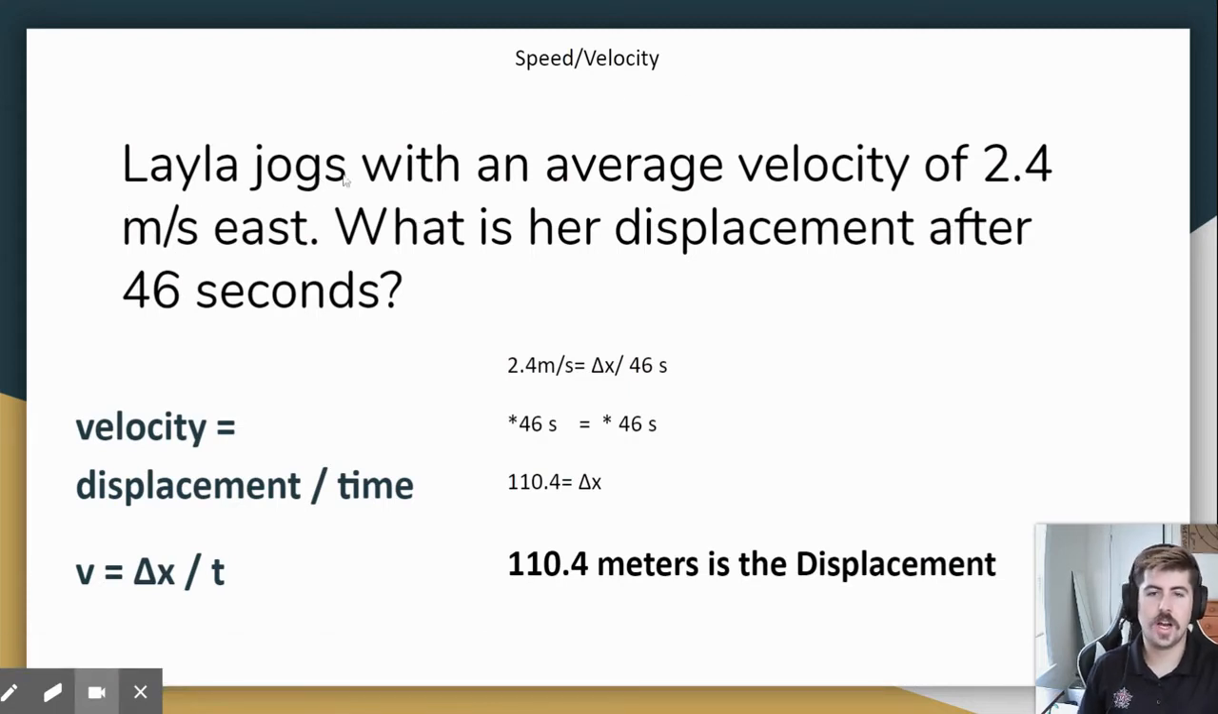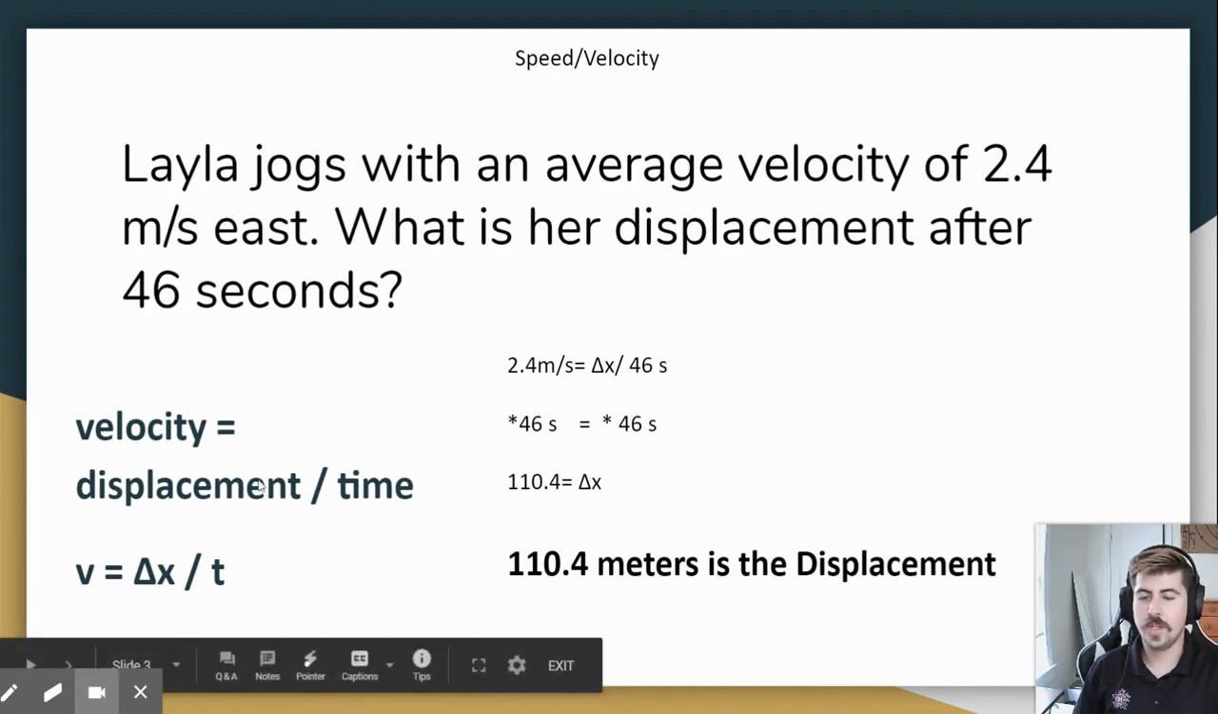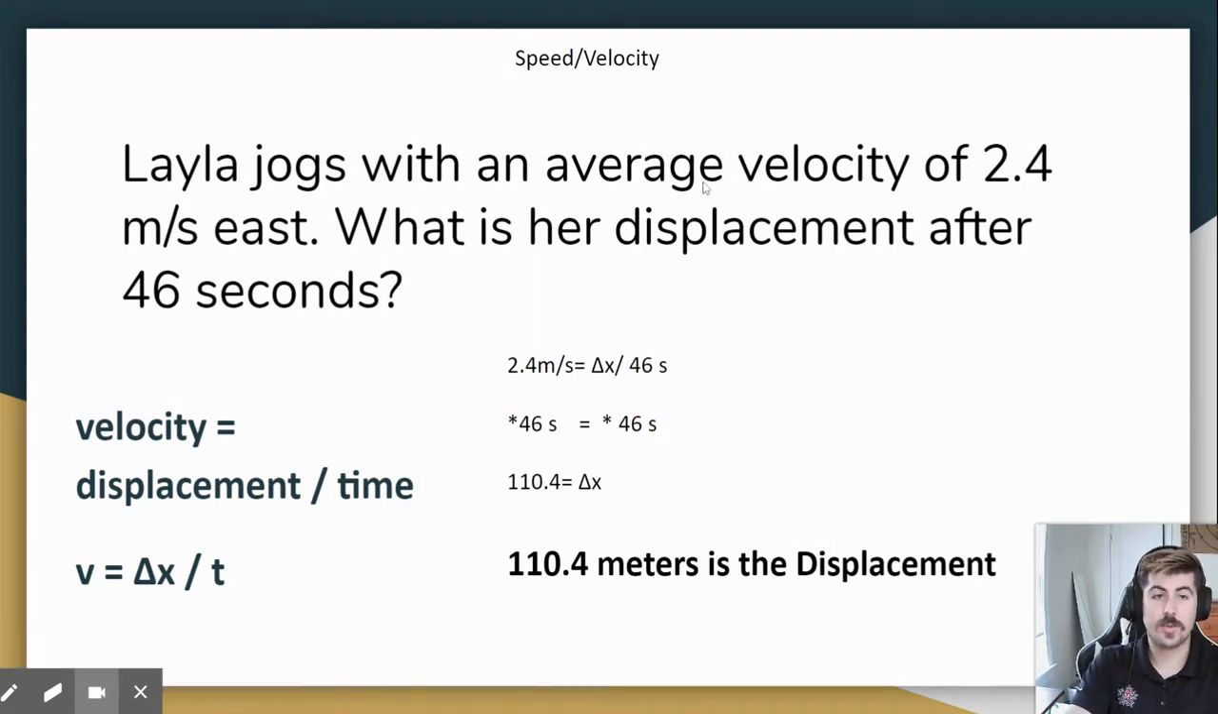So we've got Layla jogs with an average velocity of 2.4 meters per second to the east. What is her displacement after 4.6 seconds? So what we need to do here is figure out what our givens are first. We're given that the average velocity is 2.4 meters per second to the east, and we're also given the time. So we have time and we have average velocity. It's asking for her displacement.